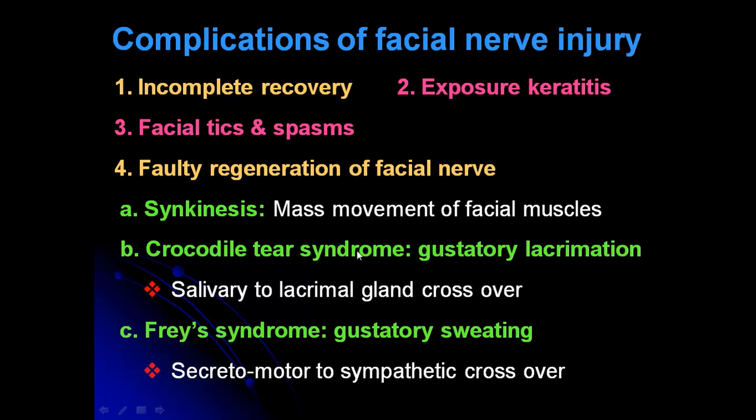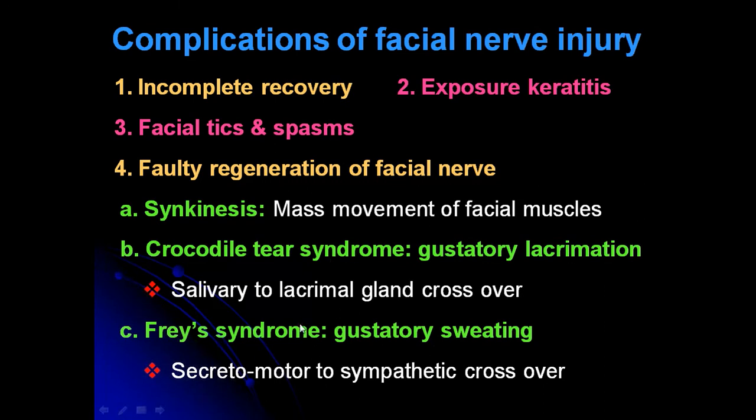That is faulty regeneration. Next, gustatory lacrimation and gustatory sweating. Very important. These two things are crocodile tears. A crocodile doesn't cry actually, we just feel like so. What happens is when salivary glands are linked to lacrimal glands, so when you are eating, the lacrimal glands start crying. So there is injury over here. For example, the parasympathetic fibers, faulty regeneration occurs towards this lacrimal gland. So that forms the crocodile tear syndrome. Very important for 2 marks.